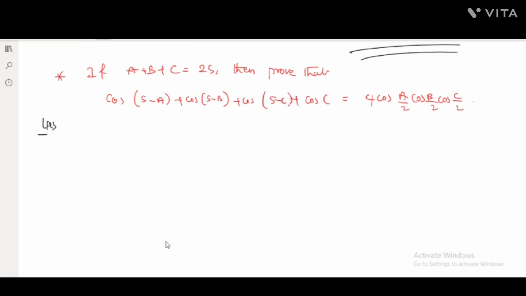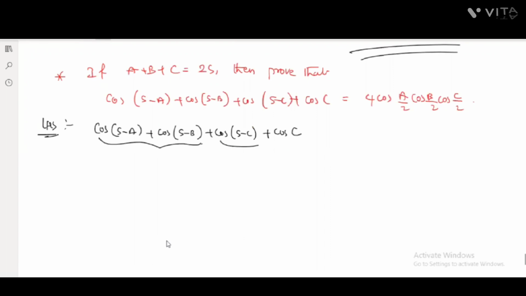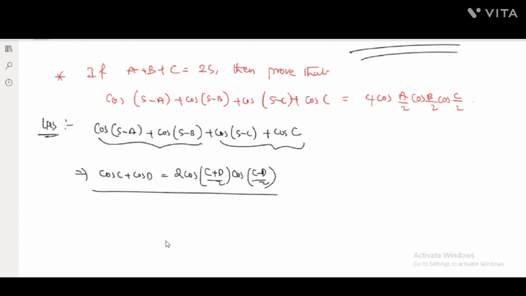Let's see the LHS here. The LHS is cos of (s minus a) plus cos of (s minus b) plus cos of (s minus c) plus cos s. So we will take this as one pair, this as one pair, and this as one pair, and apply the cos C plus cos D formula. The formula is 2 cos of (C plus D) by 2 into cos of (C minus D) by 2.